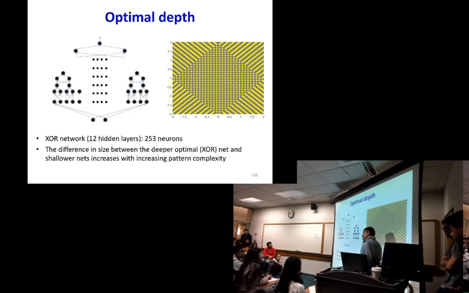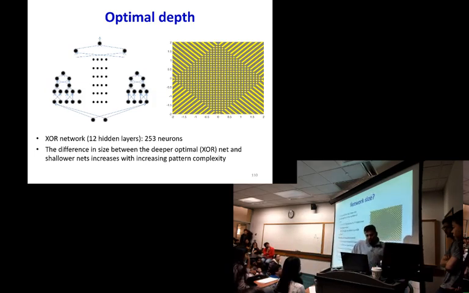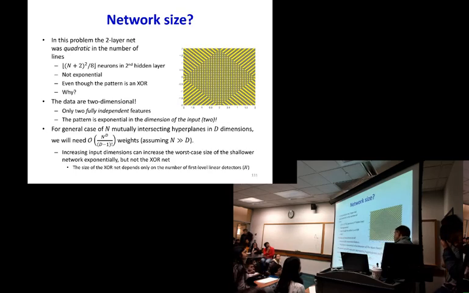And as the complexity of the patterns keeps increasing, I'm going to find the difference between a properly structured deep network and a shallow network. We're even comparing depth two versus deeper networks. So here, we observed that the two-layer net was quadratic in the number of lines. Actually, it was n plus t squared over 8, which was exponential. Earlier, I said that if I use a less than optimal size, the network is going to grow exponentially in size. It's not exponential over here. Why is that?